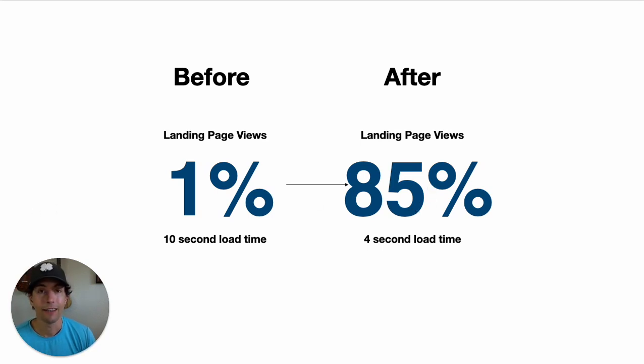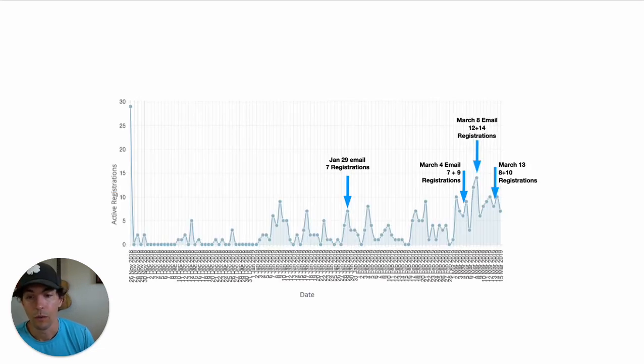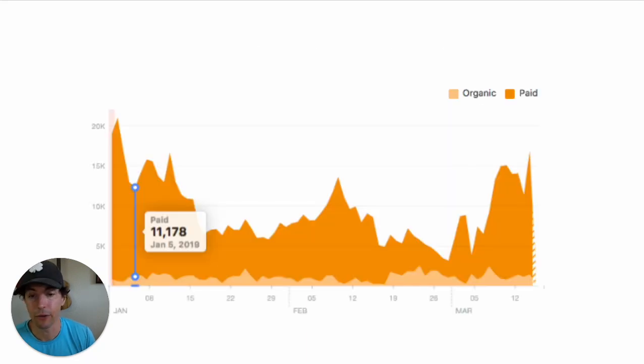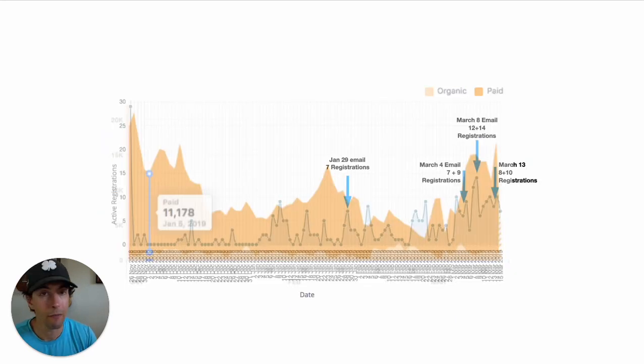Okay. Then we look at all the data and we understand when are people registering for your event? When are we promoting your event? How does your paid and your organic line up? How do we overlay all this information to get the most effective timing of our promotions? And we can do this in a lot of ways.